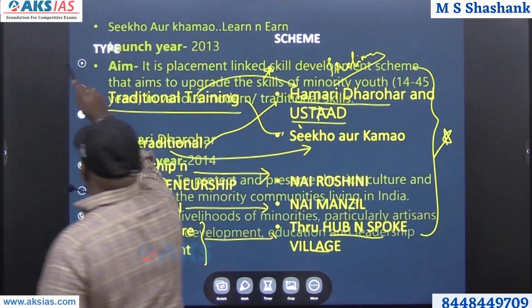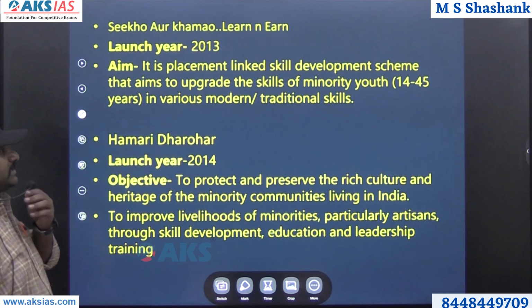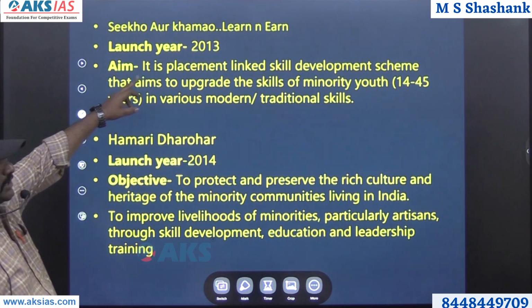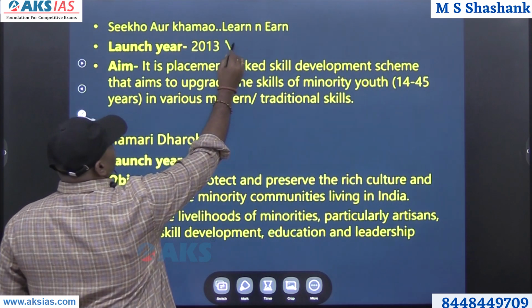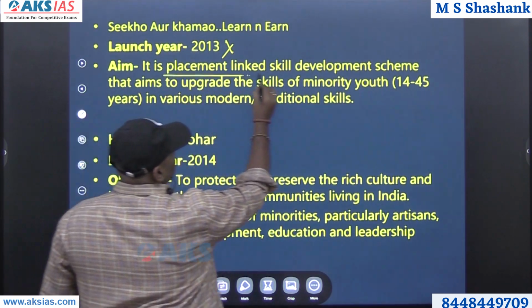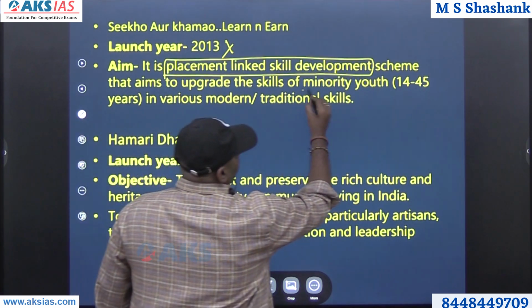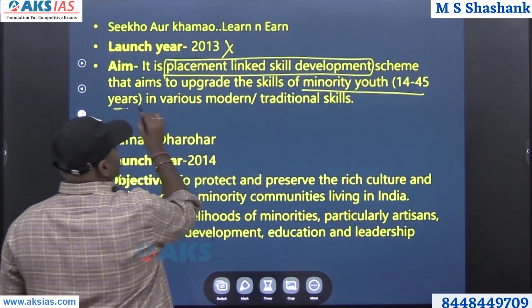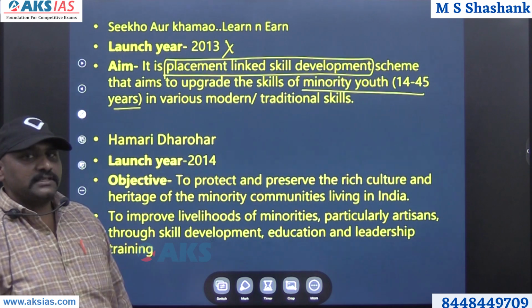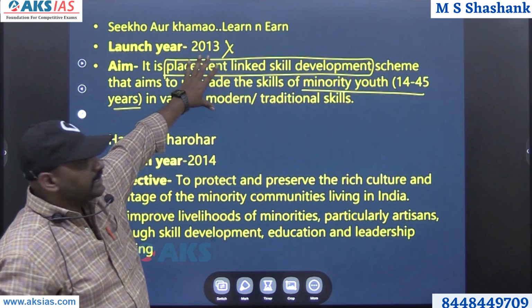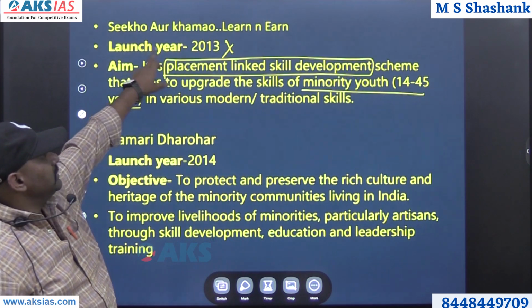Next, let's look at it. Now, for Seekho aur Kamao, launch year is 2013. This is not very important. It is placement linked skill development. You get a job for minority youth 14 to 15 years in various modern and traditional skills. So if you remember something about this, I think that is more than sufficient for your Seekho aur Kamao.